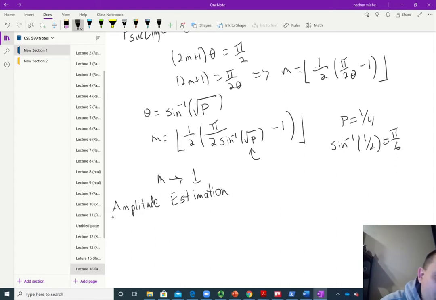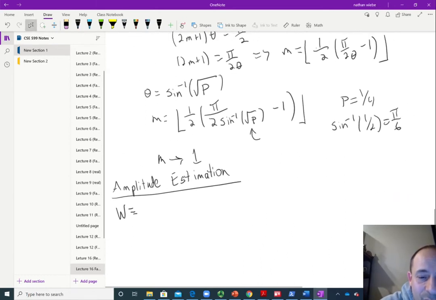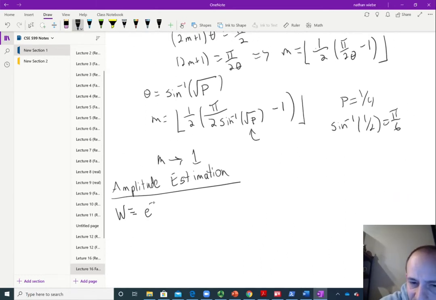The way amplitude estimation ends up working is, recall that the walk operator is equivalent to, in this two-dimensional subspace, a y rotation of the form e to the negative i 2 theta y.